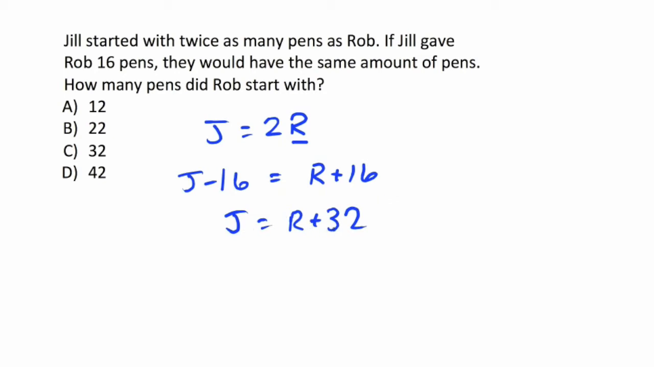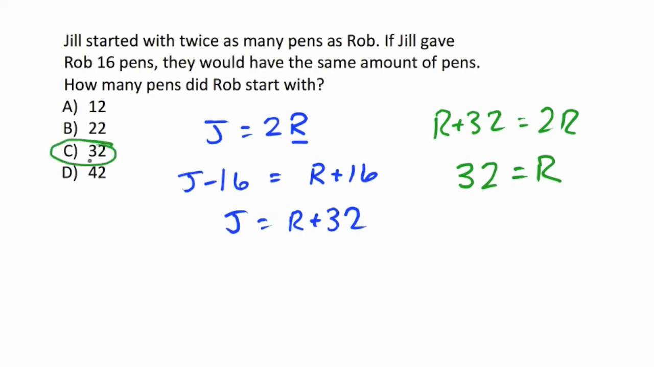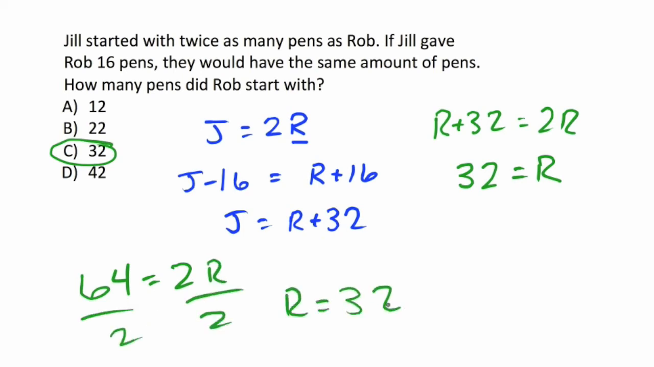So we can simply fill this in for J. Now we have R plus 32 equals 2R. We're going to subtract R from each side. We end up with 32 equals R. And that just so happens to be our answer. If you do accidentally solve for J, J would be 64, right? So if J is 64, all you have to do to find R is just divide by 2. And you would get R equals 32 either way.